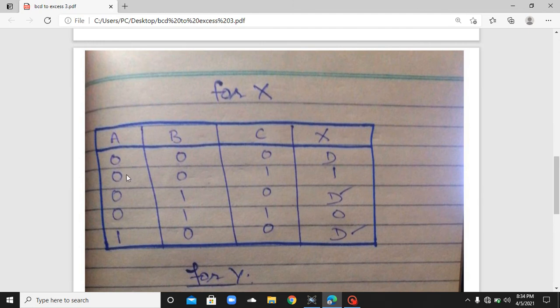For X I have made the truth table over here. It represents that if the 3 inputs are 0, the output will be D, and when A is 0, B is 1 and C is 0, we will get the complement of D. The complement of D means that if D is at 0 position, the output will be 1, and if D is at 1 position, the output will be 0. So the output is the opposite of the number at D, and 100 will also be a complement of D.